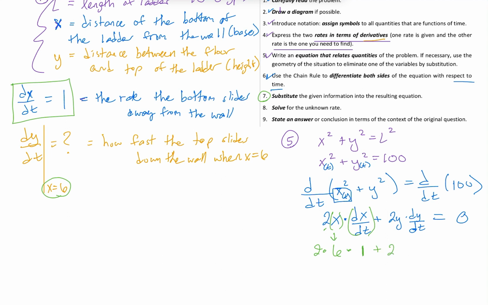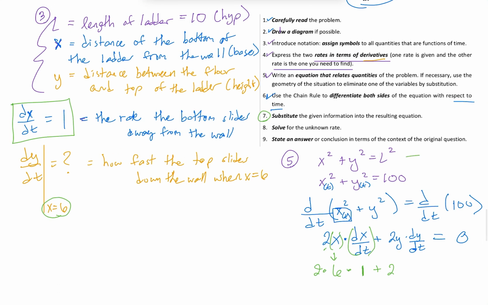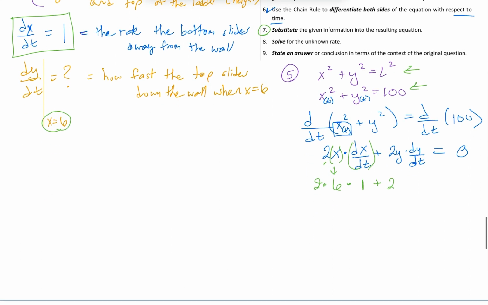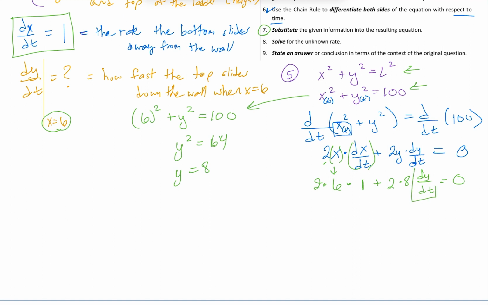y, how do we get y? Well, let's see, we can actually use this equation. So when we know x is 6, we can use that equation and say when x is 6, then I can plug that into my Pythagorean theorem and solve for y. So subtracting 36 from both sides, and then y equals 8. So now I can plug in an 8 for y. And dy/dt is my unknown. It's the only thing I don't know, and that's the thing I'm going to solve for now.